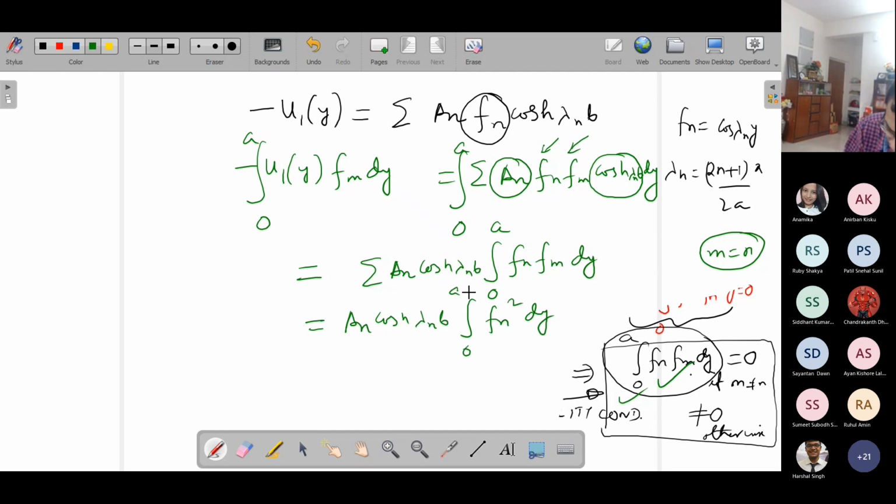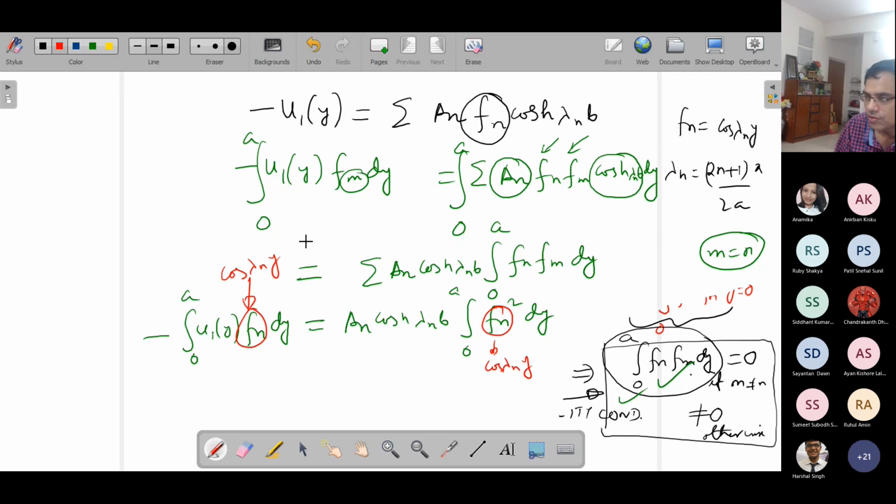And because with m equal to n it happens, the left hand side is the integral from 0 to a of u1 y into fn dy. So fn is what? Fn is cos lambda n y. Let us just recall this. This is cos lambda n y, where the value of lambda n we also know, but it is not directly necessary for this integration.